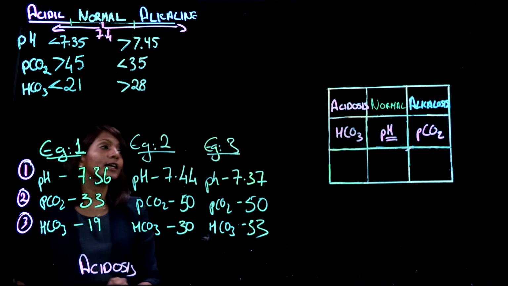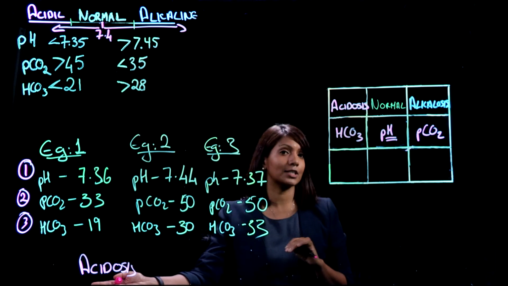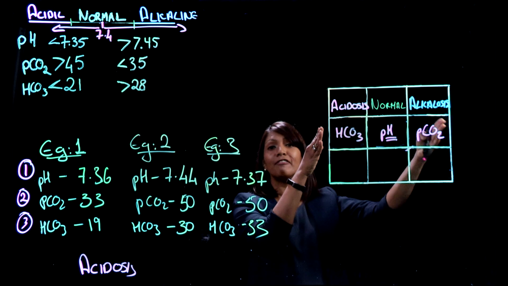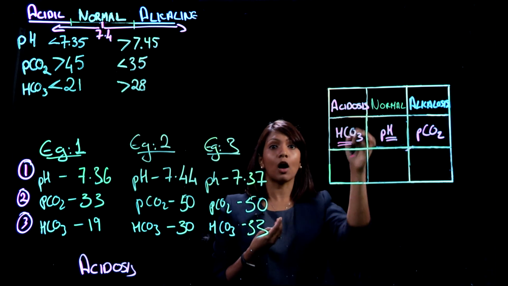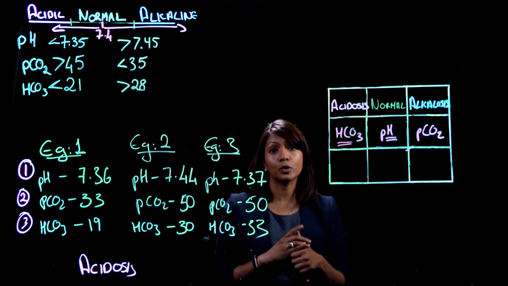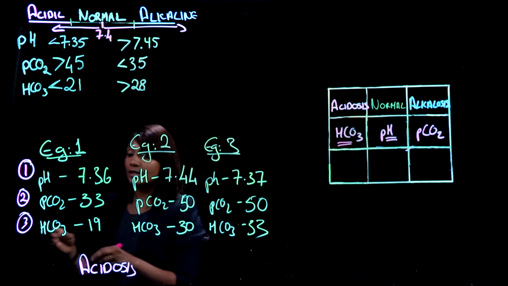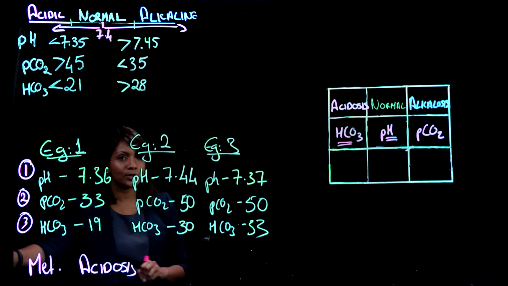So example 1, the initial problem of this pH is acidosis. Now we already have lots more information to go by. We know the acidosis was caused by the metabolic component, which is the bicarbonate. So the initial problem of this client was metabolic acidosis.